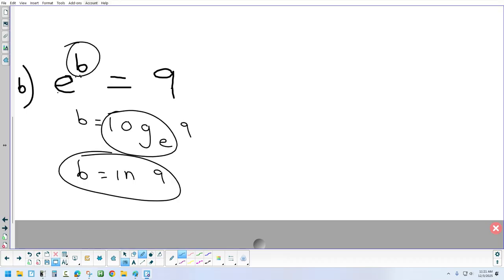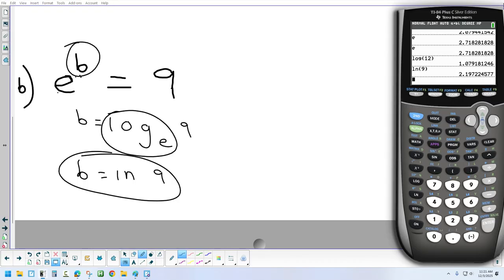Yes? If they did ask for the decimal, would we just write the answer as b equals 2.197? Yeah, there is one problem on the test. I might ask for more decimals, like 3 decimals. But yeah, you just follow whatever they tell you to. If they don't, you go with 2, but I do tell you on the test.